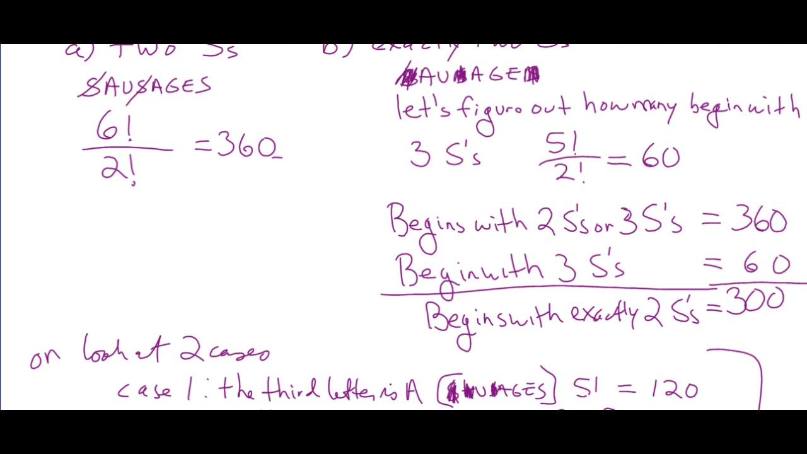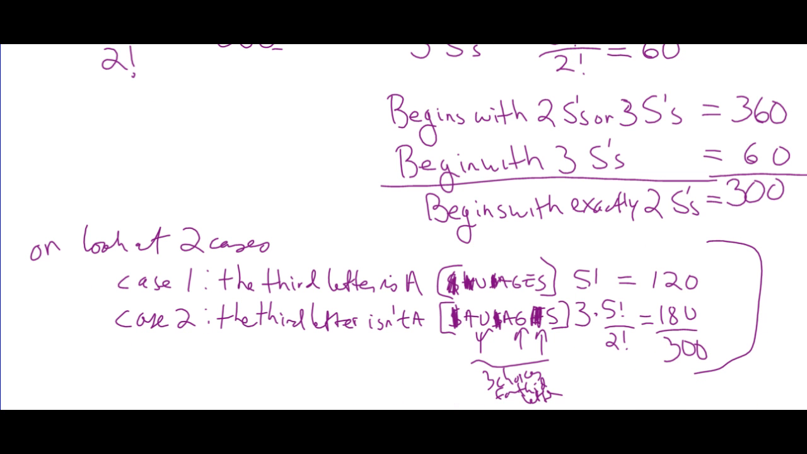That wasn't hard, right? Just 5 letters left, but 2 of them repeat. Gives us 60. 360 minus 60 is 300. Much easier than doing this. So sometimes you want to compute something you don't want to find, because it's easier to find, to get something you do want to find.